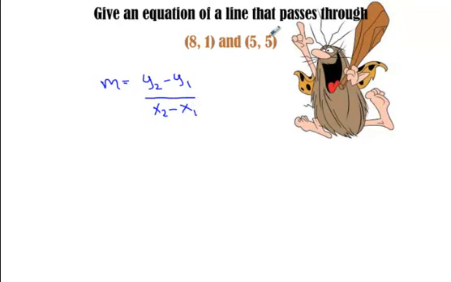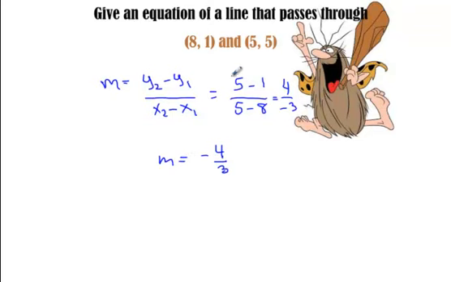So let's say that this is my y sub 2. So that's going to be 5 minus 1 over 5 minus 8. So 5 minus 1 is 4. 5 minus 8 is negative 3. Don't leave the negative in the denominator. Simplify your slope. Bring the negative off to the side or up to the top. Negative 4/3 is my slope.